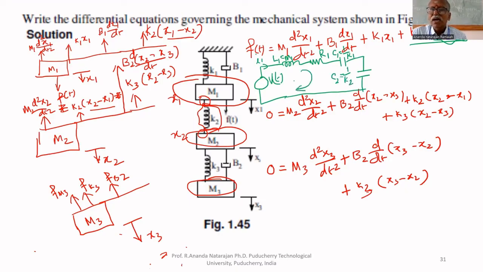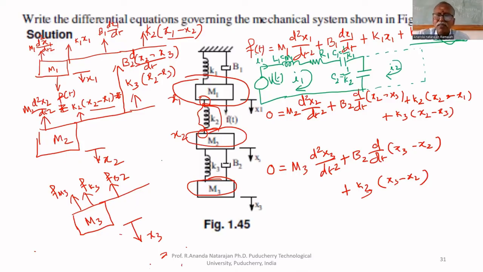What is the current through this? In this loop, the current through this is I1. Here I am going to draw another loop. In that loop, the current is I2. What is the current through C2? I1 minus I2. If you write the equation for the second loop, it is I2 minus I1.